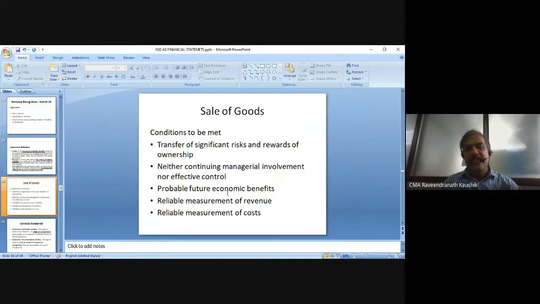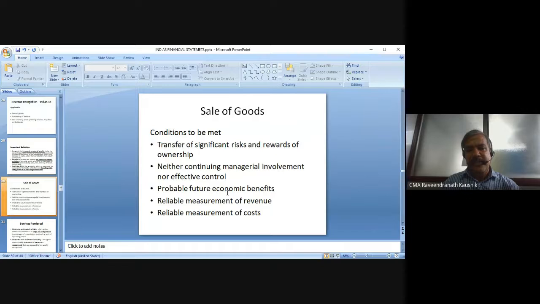Second one is neither continuing managerial involvement nor effective control. That is about the related party transactions they are talking about. So there should not be any influence of one person over the decision of the other. The probable future economic benefit, that's a very important thing. So the transaction should result in the future economic benefit. Then reliable measurement of revenue should be there, that we have already discussed in detail. And reliable measurement of cost also should be ascertained when we talk about recognizing that particular revenue.